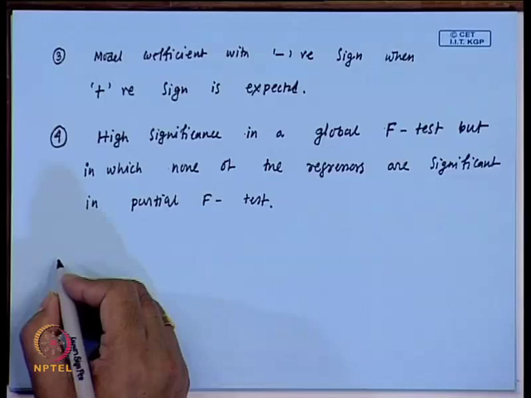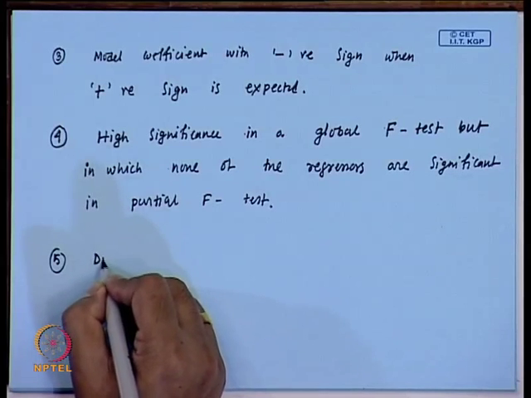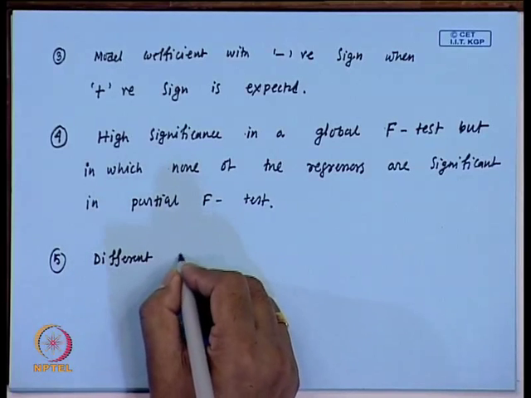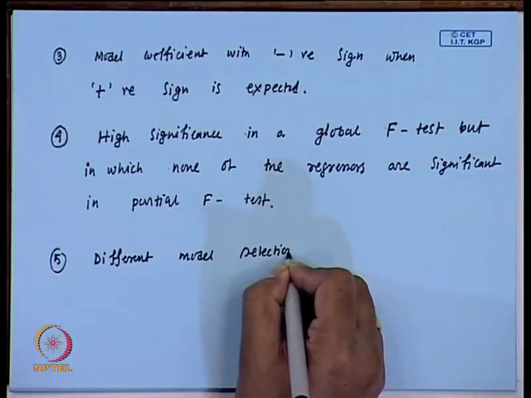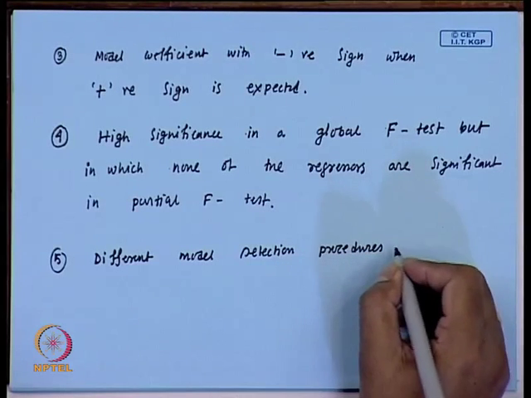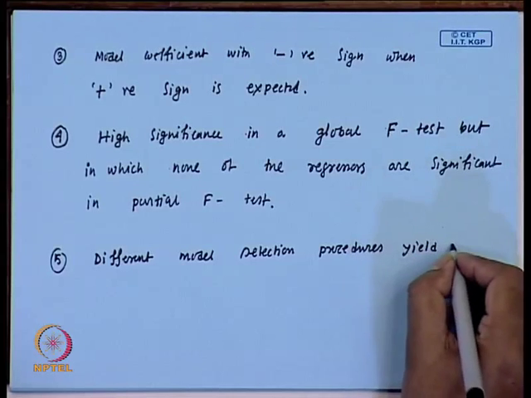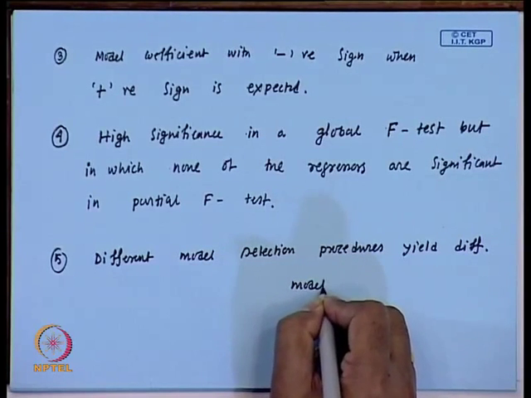So, next we move to another effect of multicollinearity, which says that different model selection procedures yield different models.